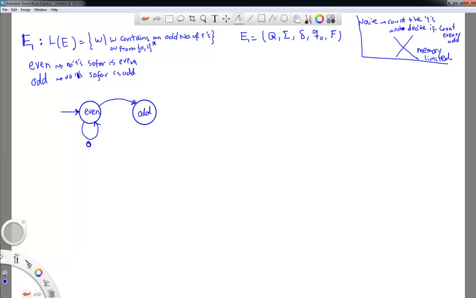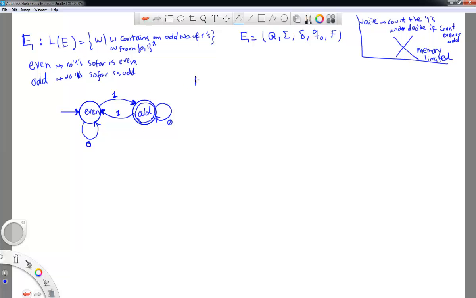Because if I see a 1, that means that I have an odd number of ones. Now, while I'm in the odd state, if I keep seeing zeros, I stay there because I have seen an odd number of ones so far. And the moment I see another one, I pop out of the odd state and go back to the even state. And this completes my finite automaton. It is made of two states. For each state, I have two transitions, one per symbol. And I have a start state, and I have a set of accept states, because this state odd is going to be my accept state.